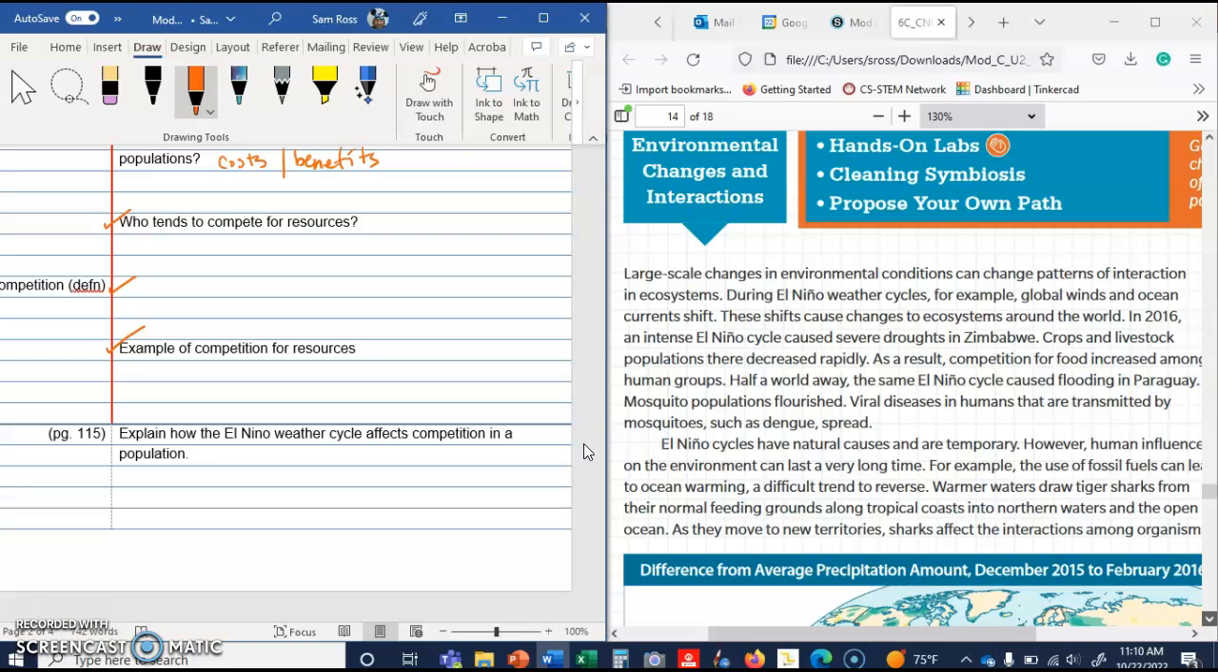So it's almost like you could cut this in half. In one half you can talk about the drought and the effect of the drought, which is all right here. And on the other half there was flooding and the effect of the flooding, which was mosquito populations flourished, viral diseases increased, etc.